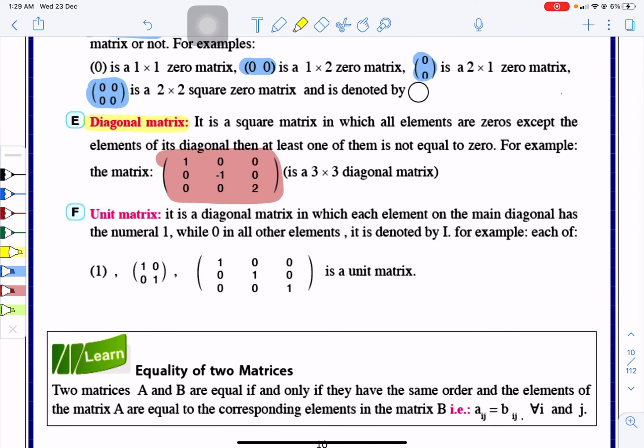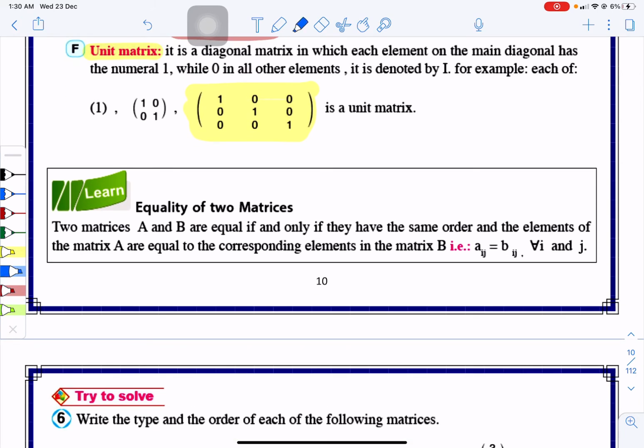And unit matrices. The unit matrix is a matrix in which all elements equal 0 except its diagonal, and its diagonal equals 1. The diagonal equals 1. And this matrix is always a square matrix.